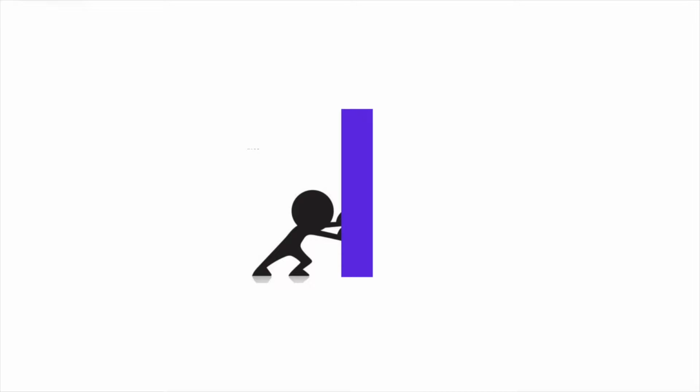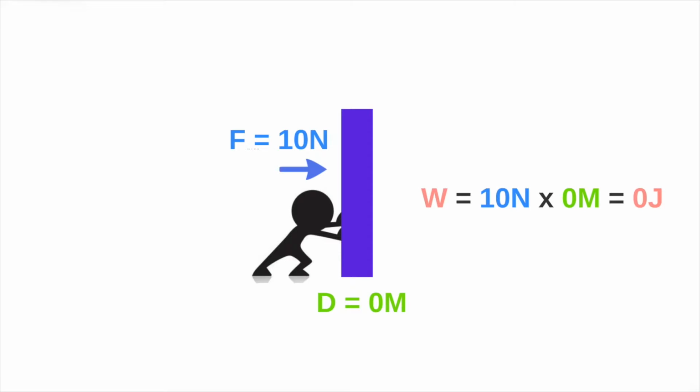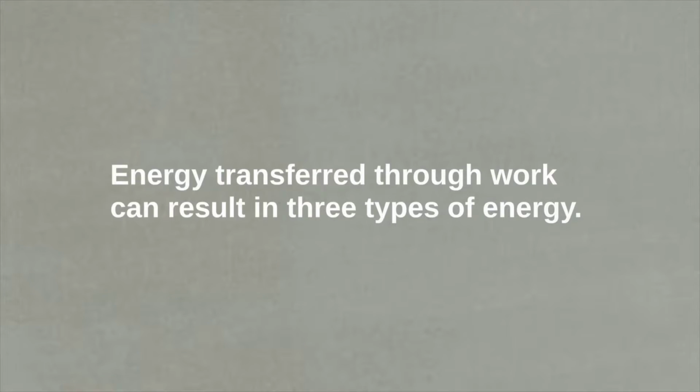Work requires distance, so if a 10 newton force is exerted on a wall that does not move when the force is applied, then the work is 10 newtons times 0 meters equals 0 joules. We have one more thing to talk about with regards to work, the energy that's transferred. Energy transferred through work can result in 3 types of energy.